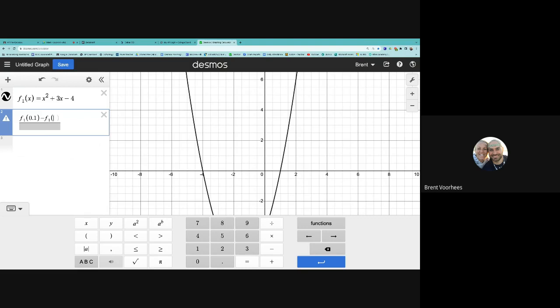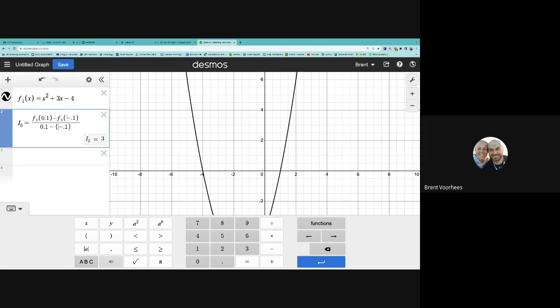What's 0 minus 0.1? That's negative 0.1. Go to your denominator, type the same x values in. 0.1 minus a negative 0.1. What do you get? 3. So the instantaneous rate of change at 0 is 3. I'm going to say I0. That's for the IROC. It is 3 at 0.